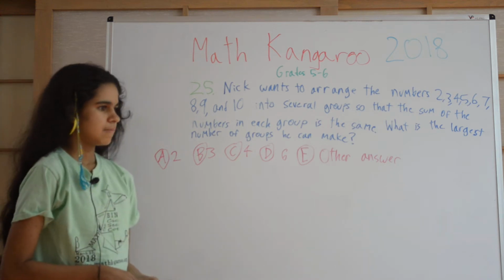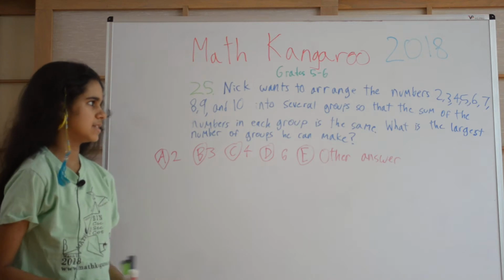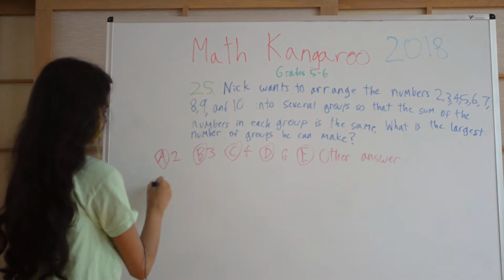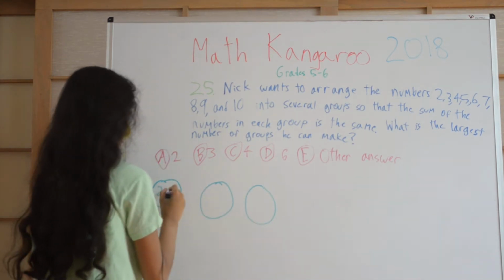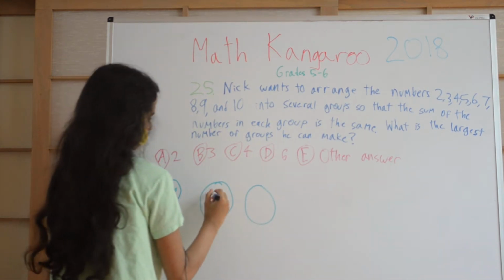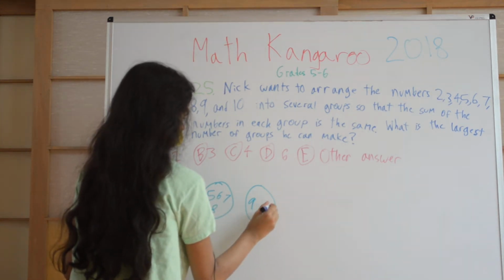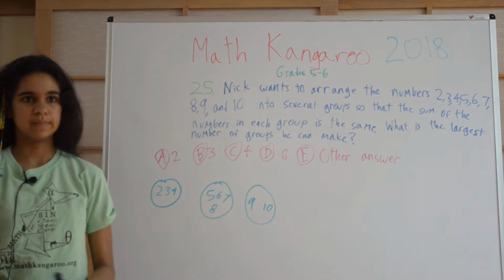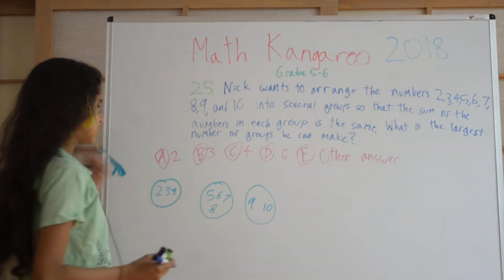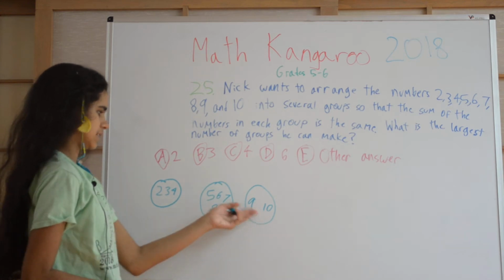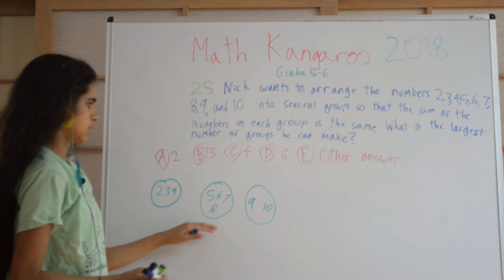So, one way to arrange them into several groups where the sum of the numbers is not necessarily the same, we could have, let's say, 3 groups: 2, 3, 4, and then 5, 6, 7, 8, and then 9 and 10. They don't have to have the same number in each group, it just has several groups. But this wouldn't work because here we have a sum of 19, and here we have a sum of 9, and we need the sum in each group to be the same.